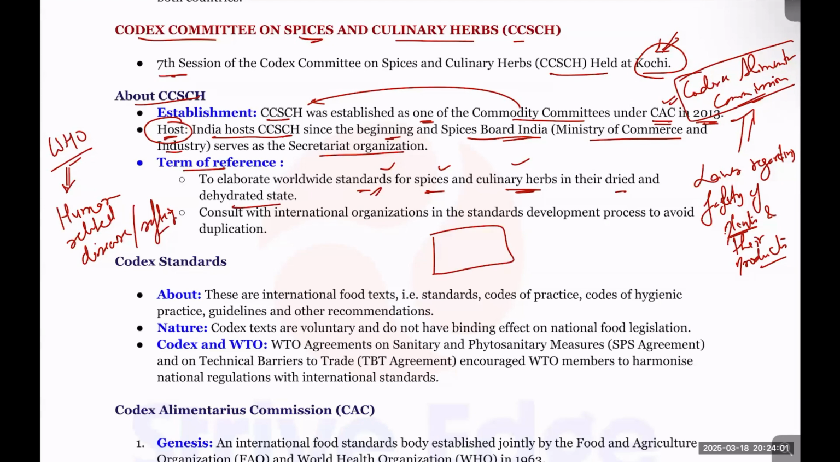You do not need to remember all those things. What you should remember for your prelims is where this body recently conducted its session, that is, in India. And you should also remember that this body is a sub-body within the CAC, and it was formed in 2013. These are the pieces of information you need to remember about this body, right?